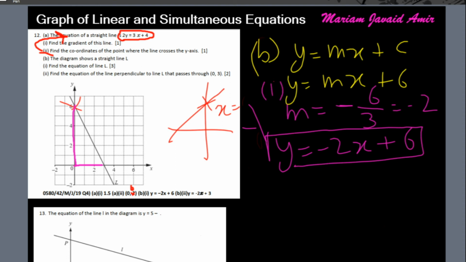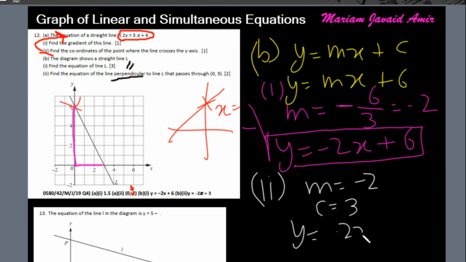Moving on to B2. We have find the equation of line perpendicular to the line L that passes through 0 comma 3. Make this correction. For grade 8 we haven't studied perpendicular lines, this is parallel, so please change it to parallel for grade 8. Okay, so for part 2, find the equation of the line which is parallel to the line L. That means they both will have the same slope and c will be 3. So y equals minus 2x plus 3 is the answer for part B.